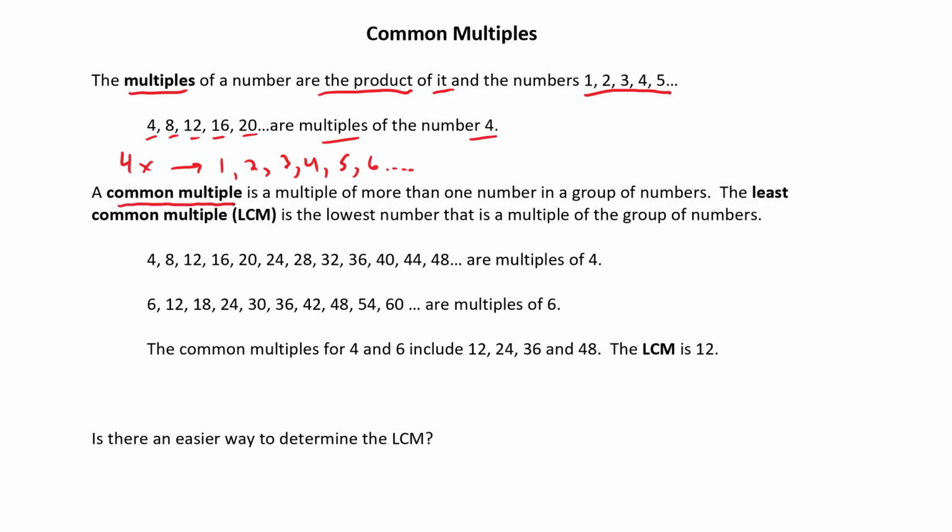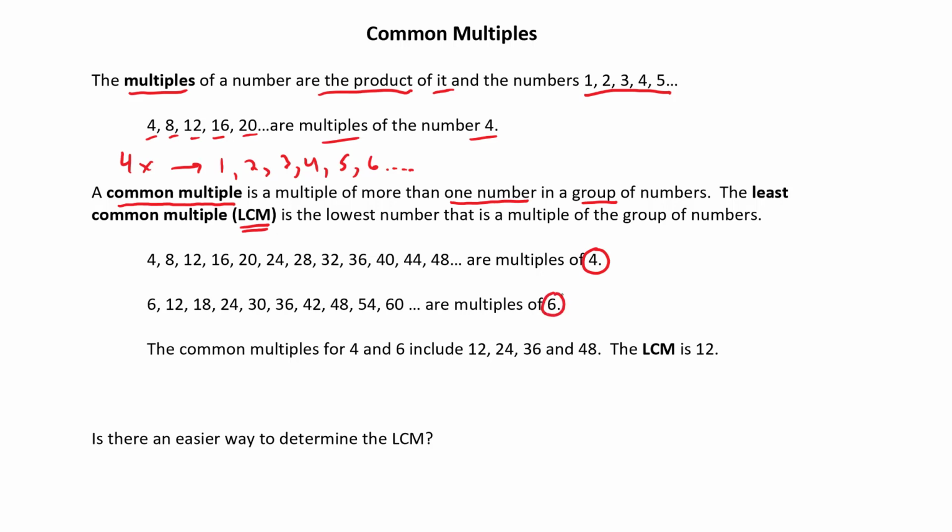These are multiples of more than one number in a group of numbers. What's very important is the lowest common multiple. This is going to be very important for fractions. So let's look at two numbers. We have 4 and we have 6. This will be our small group, 4 and 6.